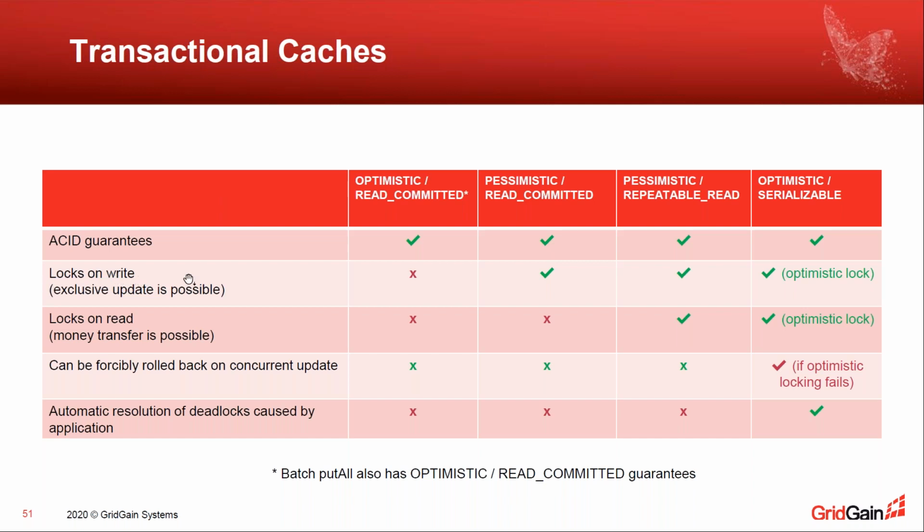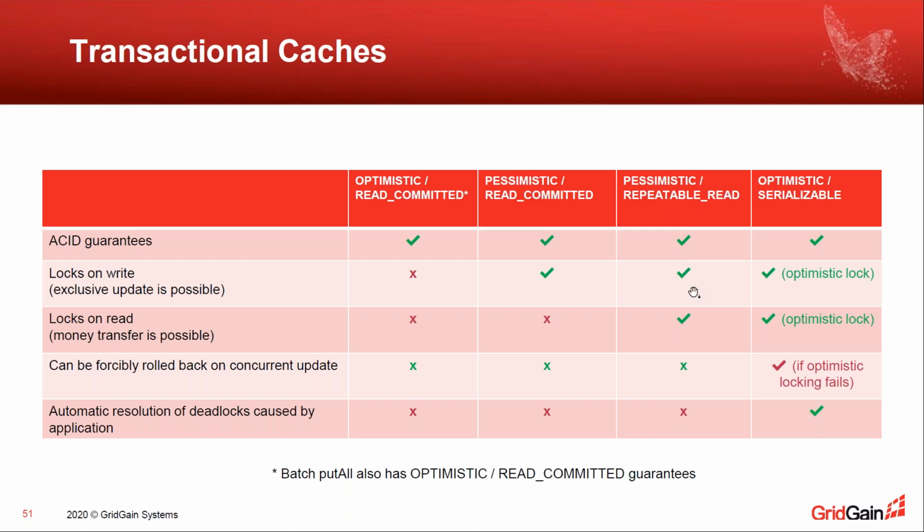Locks on write are acquired only in the last 3 transaction modes. That means only the last 3 transaction modes can grant you the case when you need exclusive update. Locks on read are acquired only in the last 2 transaction modes, meaning that money transfer is possible only if you're using pessimistic repeatable read transactions or optimistic serializable mode. Practically, it gives you the same consistency guarantees as pessimistic repeatable read, but the main difference is its behavior.